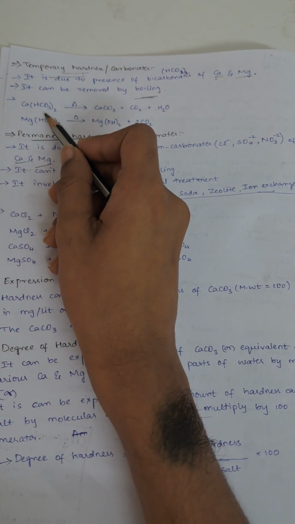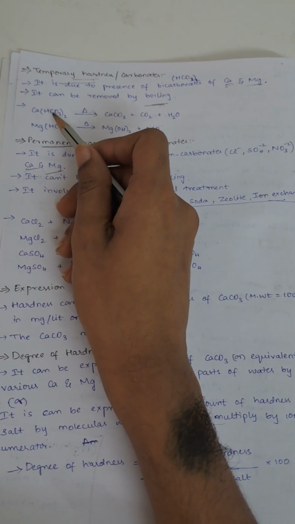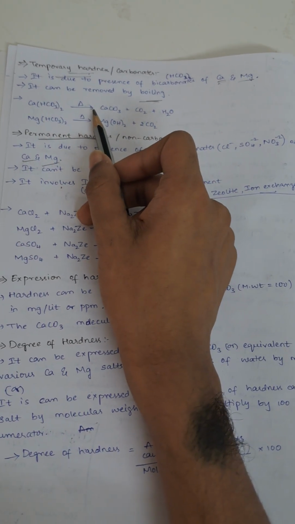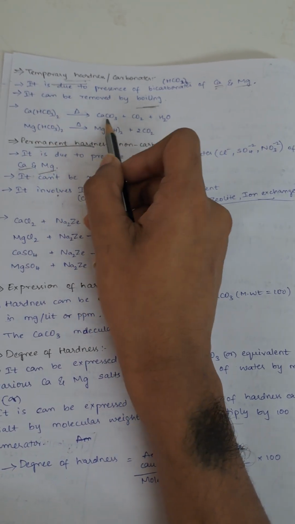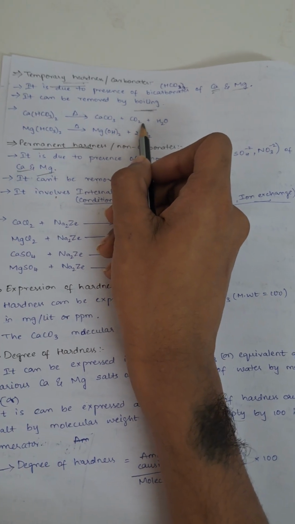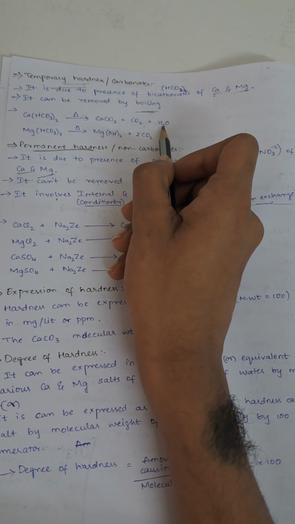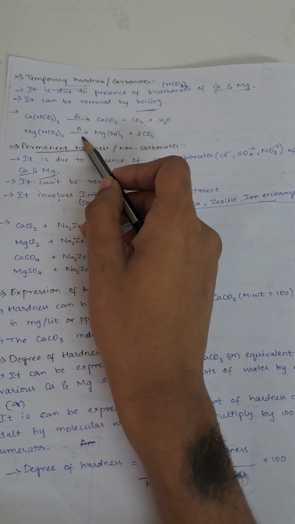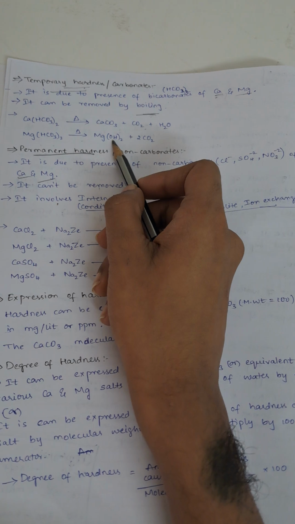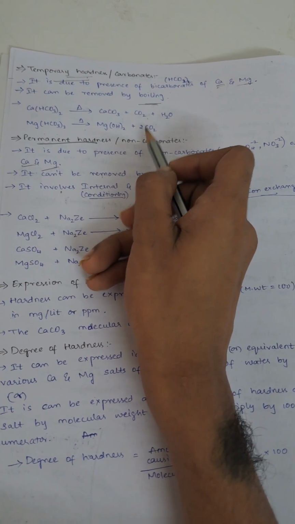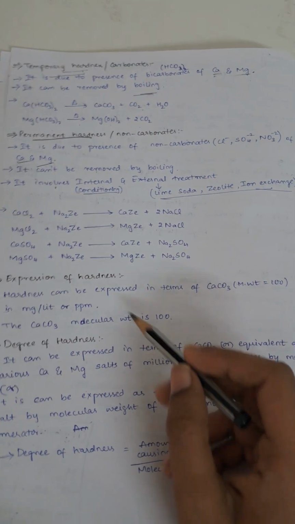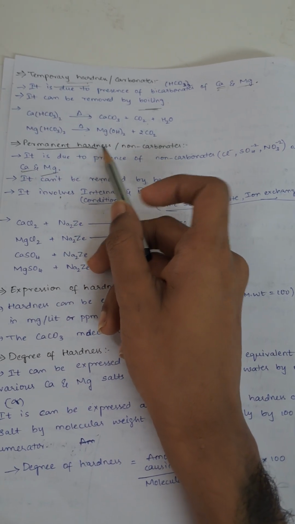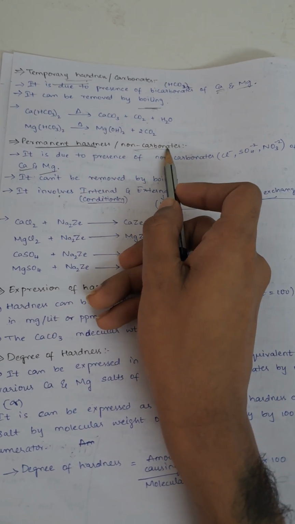Like calcium bicarbonate, which is temporary hard water, when you boil it, you will get CaCO3 plus CO2 plus H2O. Now when you boil magnesium bicarbonate, you will get magnesium hydroxide plus 2CO2. This is temporary hardness. Now let's discuss permanent hardness, which is non-carbonates.